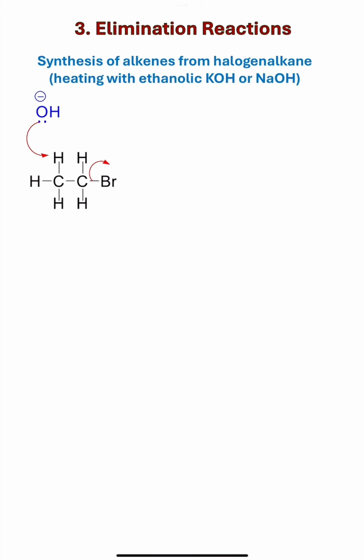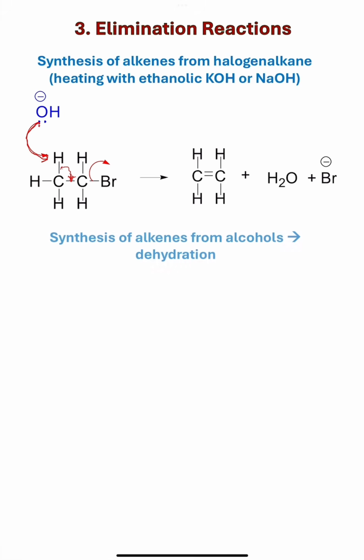It will pull off the proton from the carbon next to the halide. So again, notice the movement of the electrons, where the lone pair of electrons on the OH will attack the hydrogen on the carbon next to the halide. And then the bromide or the halide will also leave, and the electrons from the hydrogen will go to make the double bond. Eventually, the product will be an alkene, a water molecule, and bromide.